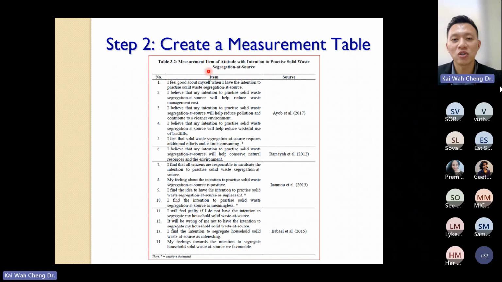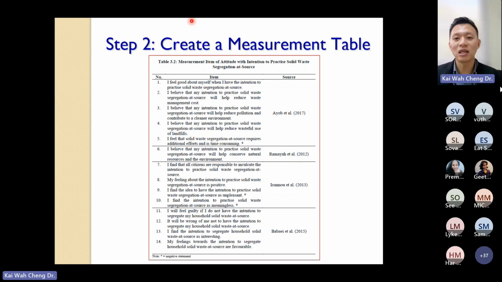So for example, this one is a measurement table for attitude and my DV. So this is what the measurement table looks like. I will have the numbers of the questions, items, and the source of the questions. For example, questions 1 to 5, I get from this author. Question 6, I get from this author. 7 to 10 from this article. And finally, 11 to 14 from this article.